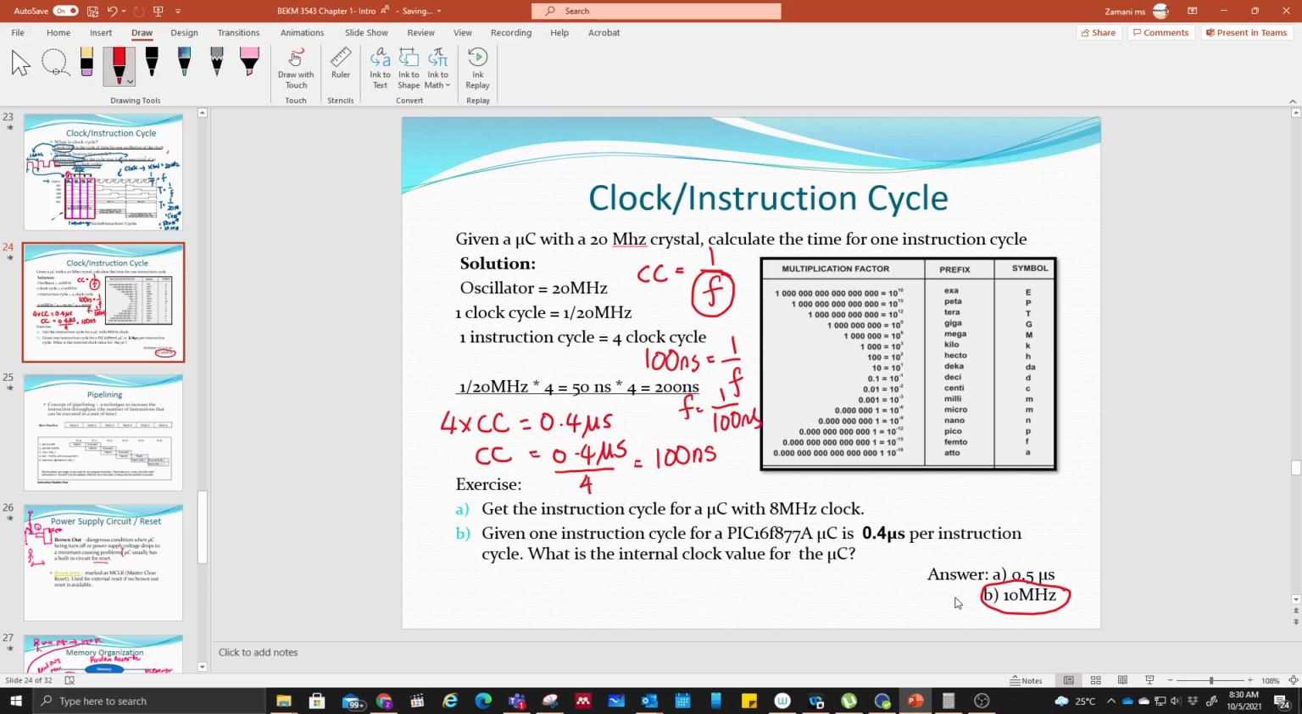Okay, so that is the calculation method, how you calculate the clock and instruction cycle. Alright, let's go for the quiz later then. Thank you.